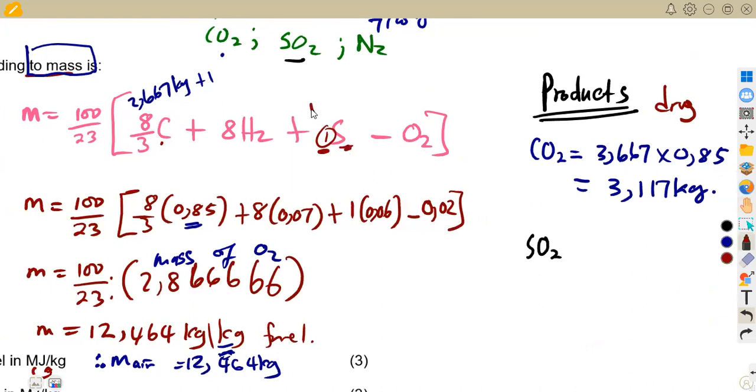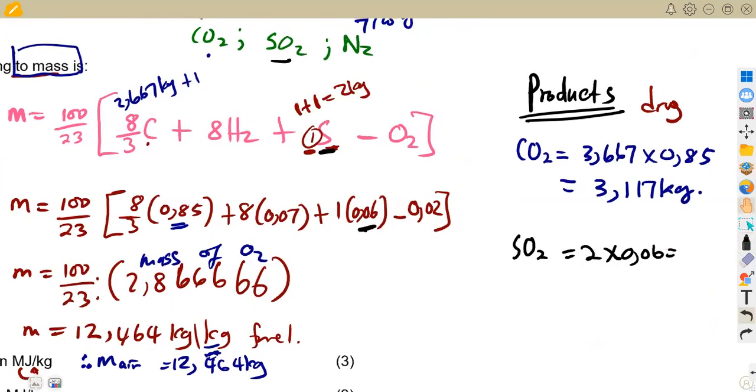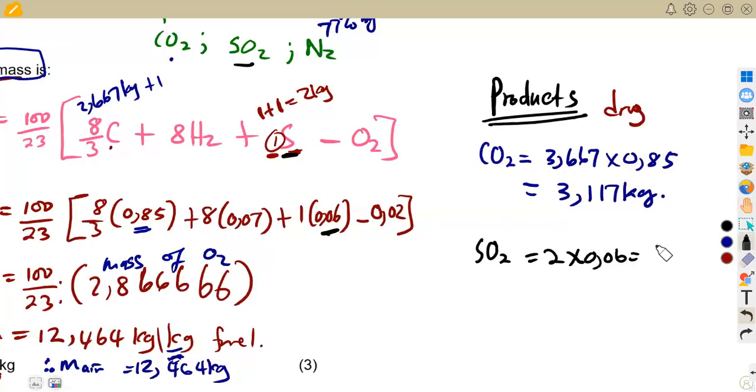So meaning to say 1 kg of oxygen plus 1 kg of sulfur should give us 2 kgs of sulfur dioxide. So sulfur dioxide is 2 kgs times the percentage of sulfur, which was 0.06. Remember, it was 6%. So just for the sake of time, this is going to give us 0.12 kgs of sulfur dioxide.